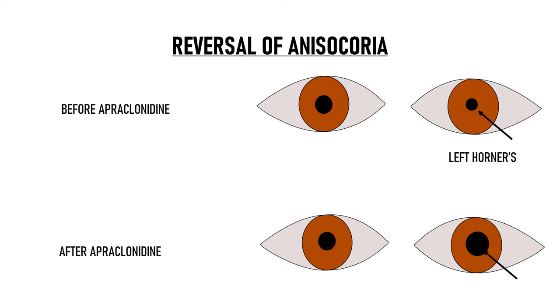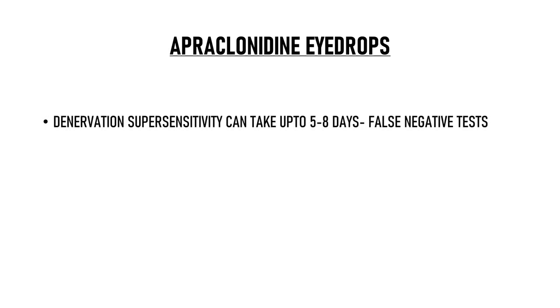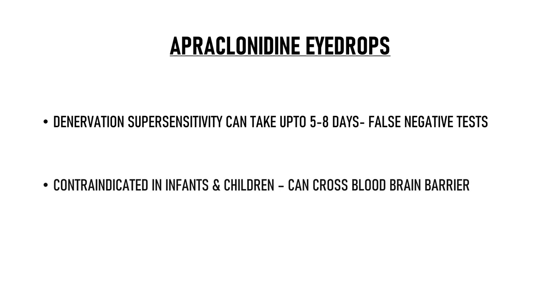Denervation hypersensitivity occurs about 5 to 8 days after disease onset. Therefore, in the initial days of illness, these eye drops may give false negative results. Also, apraclonidine is contraindicated in infants and young children as it may cross the underdeveloped blood-brain barrier and cause symptoms like lethargy, bradycardia, respiratory depression, etc., just like brimonidine.